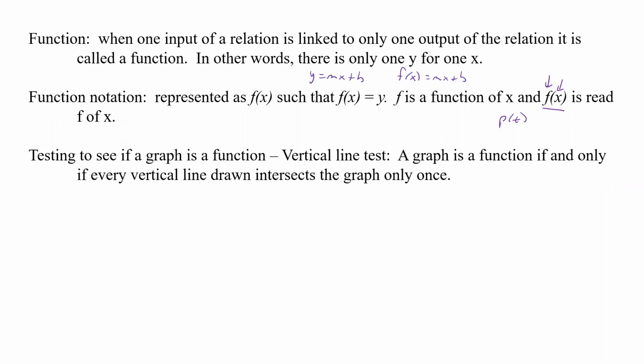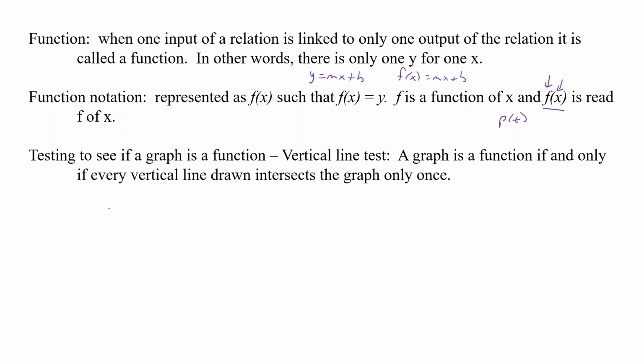Now, sometimes we get a graph and we can test to see if the graph is actually a function. And the way to do that is called a vertical line test. Basically, what you do is you have your graph drawn out, and then you draw vertical lines through the graph. And if it only intersects a graph once, everywhere you try, then it would be a function. But if it intersects more than once, then it's not a function.